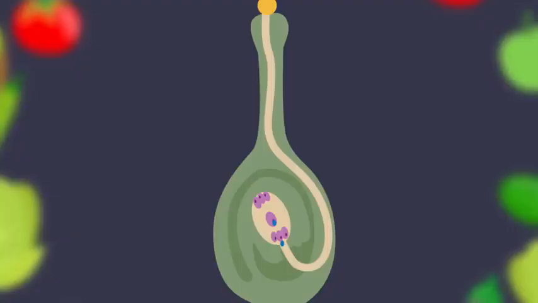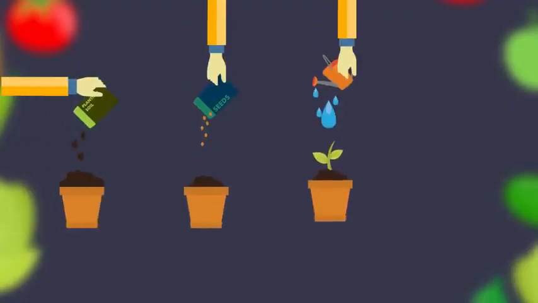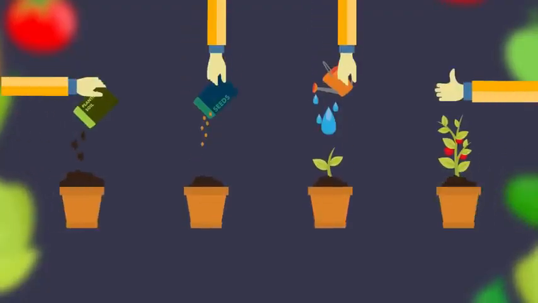The ovary enlarges and becomes a fruit, surrounding the internal seeds. The fruit and seeds are dispersed in many ways, some even by humans, where they will again grow into a new plant under the correct conditions, completing the long cycle of sexual reproduction in plants.